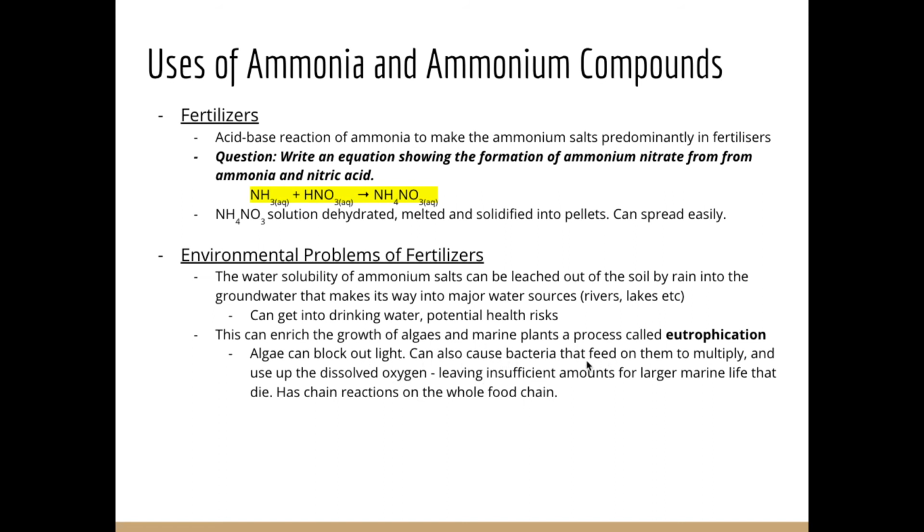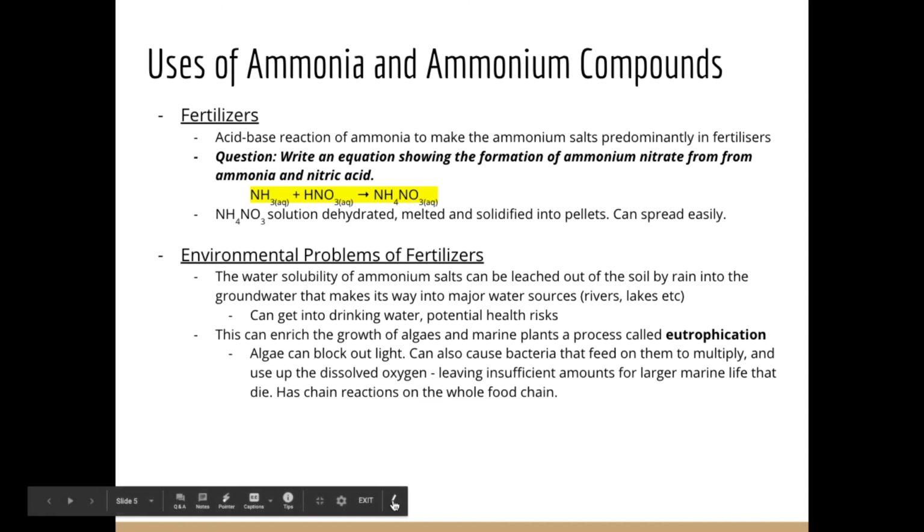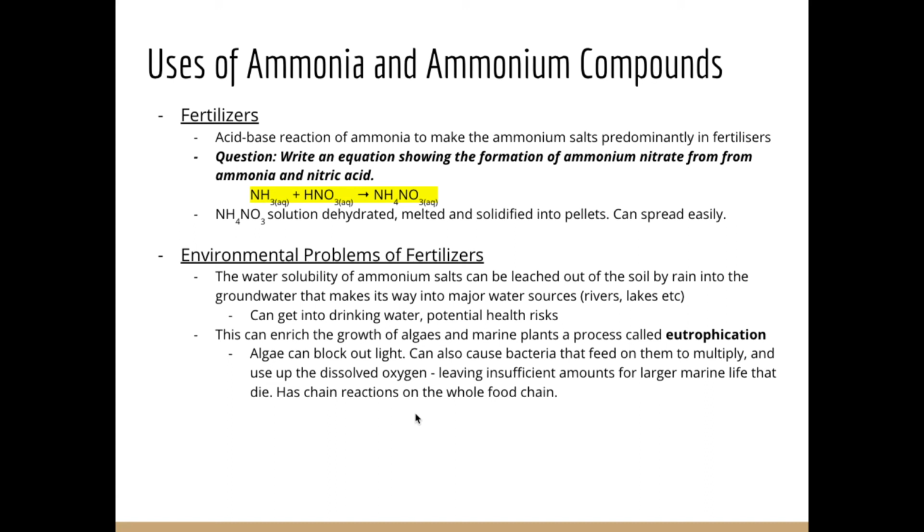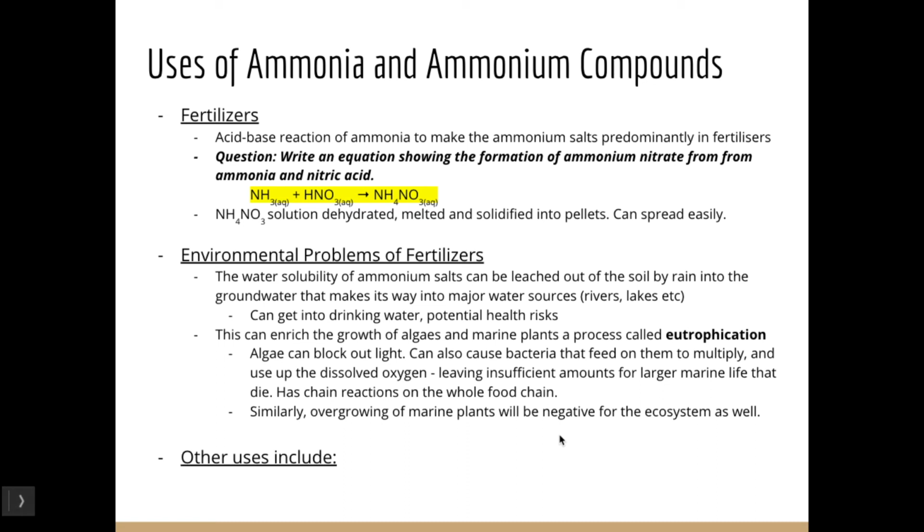It can also cause the bacteria that feed on them to multiply and use up the dissolved oxygen in the water. This leaves insufficient amounts for larger marine life that will consequently die because they're not getting that oxygen that they need. This will have chain reactions on the entire food chain. Similarly, overgrowing of marine plants will be negative for the ecosystem as well. Again, just throwing that established equilibrium out of whack is going to have snowballing effects that go on.